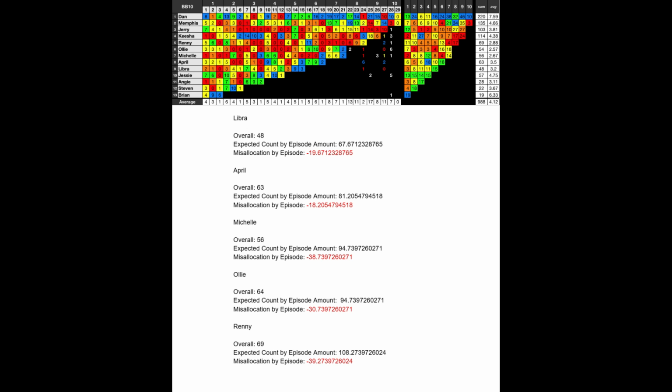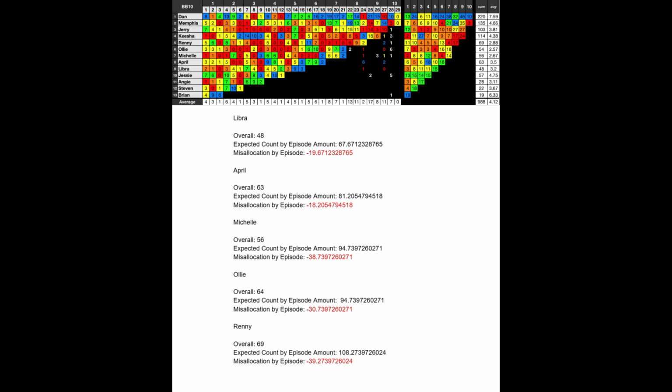Michelle has a diary room count of 56, where her expected count by episode amount is 94.73. This causes her to have a -38 misallocation, which is almost half of the diary rooms that she should have, or it's pretty damn close to almost half. Ollie has 64 diary rooms where his expected count by episode amount is the same as Michelle's, which is 94.739, and he has a -30 misallocation amount, so that's still a large amount as well, where he's missing a third of the diary rooms that he should have.